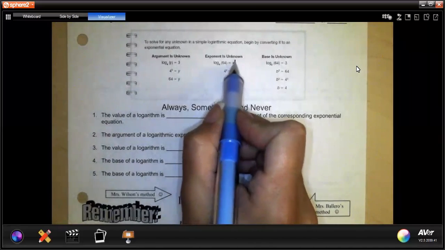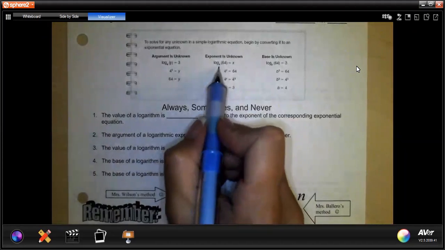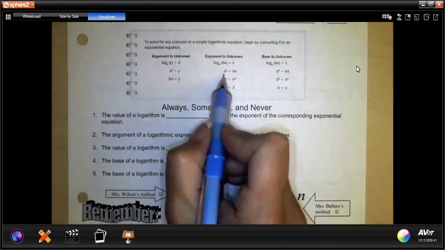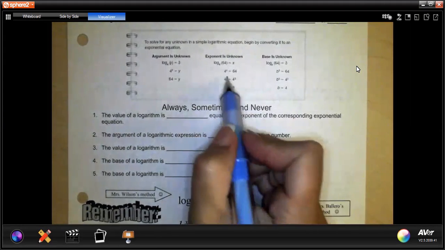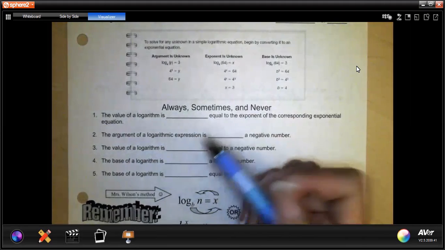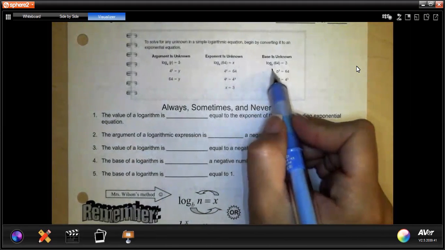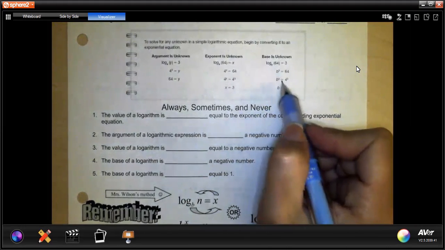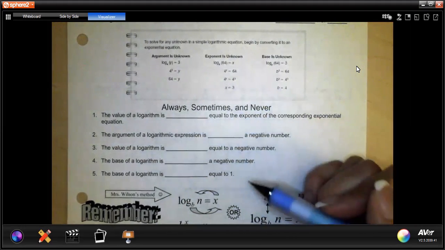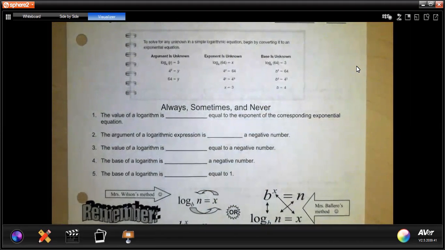If our unknown is over in the end here, we can convert that to an exponential by dropping the base and switching those, and we get 4 to the x is equal to 64. Then we can do common base there to find our answer. And on our last one, if the base is the unknown, we drop the base and then switch these, and then we can do a radical in order to solve it. So just like we've done with the logs where we're looking for our missing piece, that's the same thing we want to do with the exponential. That definition is crucial to be able to convert from an exponential to a log.